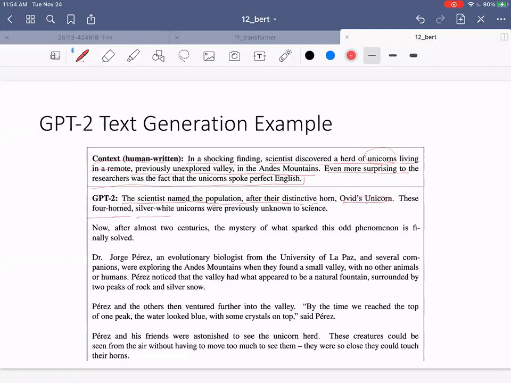"These four-horned, silver-white unicorns were previously unknown to science," and yada, yada, yada. And then it can even come up with the name of a university, University of La Paz. La Paz is the capital of Bolivia, I think, or Colombia. Anyway, La Paz is located in South America. So that's where the Andes Mountains are. It seems to understand that the Andes Mountains are the context of this story, and accordingly, you should cite a University of La Paz, which is located in South America. So GPT-2 is that much powerful.